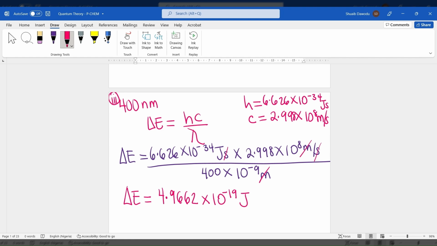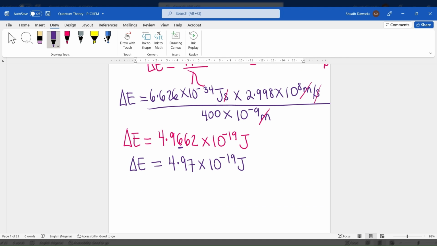Yeah, that is basically it. But then again, we're chemists. We have to find the lowest number of sig figs, and the lowest number of sig figs we're given in this question is 3 sig figs. So we have to approximate. So ΔE, the energy of the photon, becomes 4.97 times 10 raised to the power of negative 19 joules. That is the answer to this question.